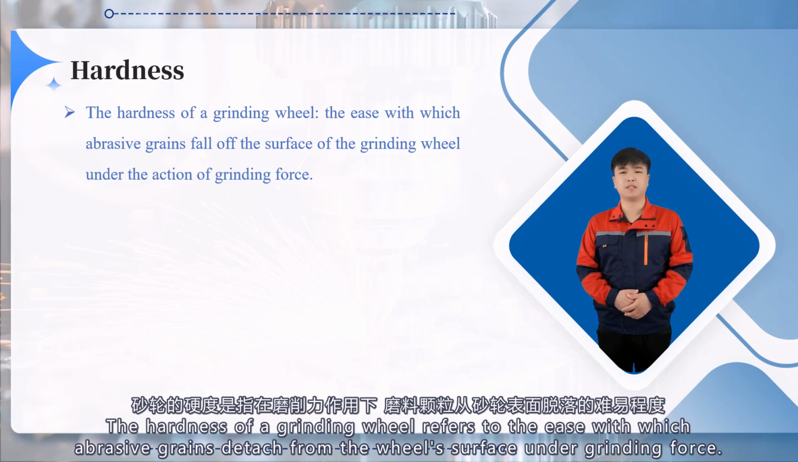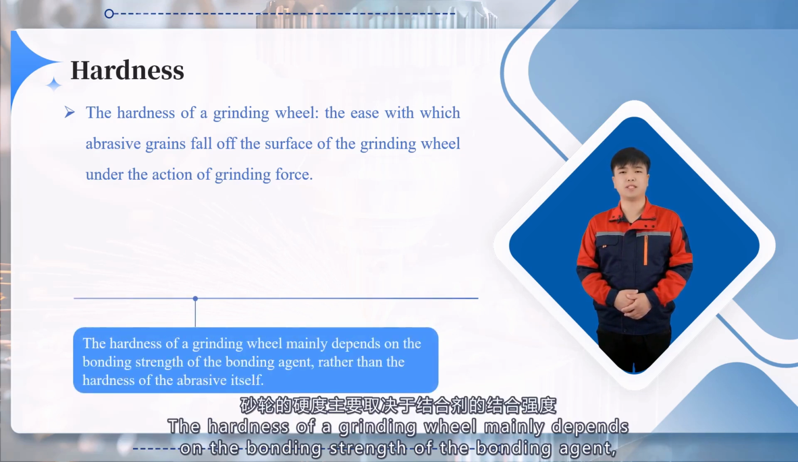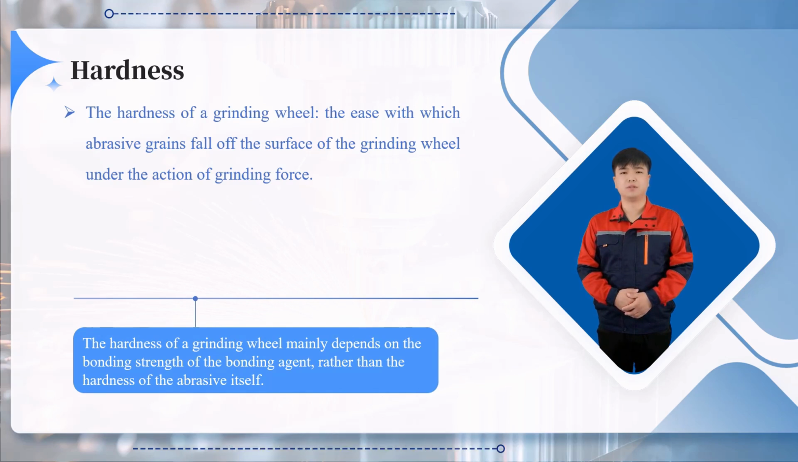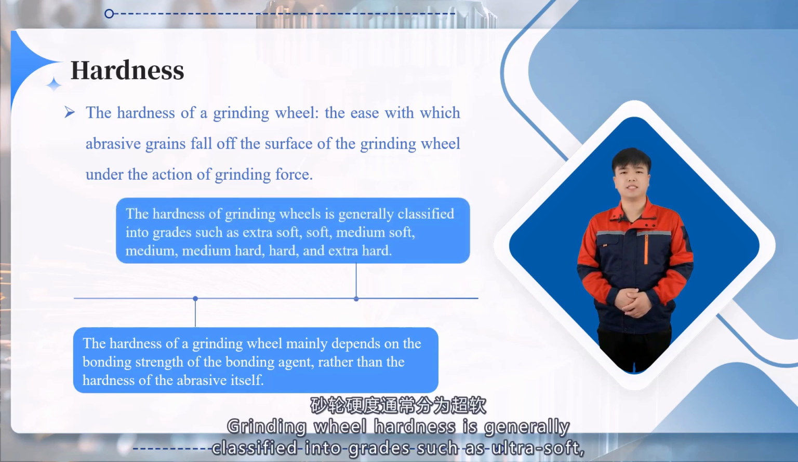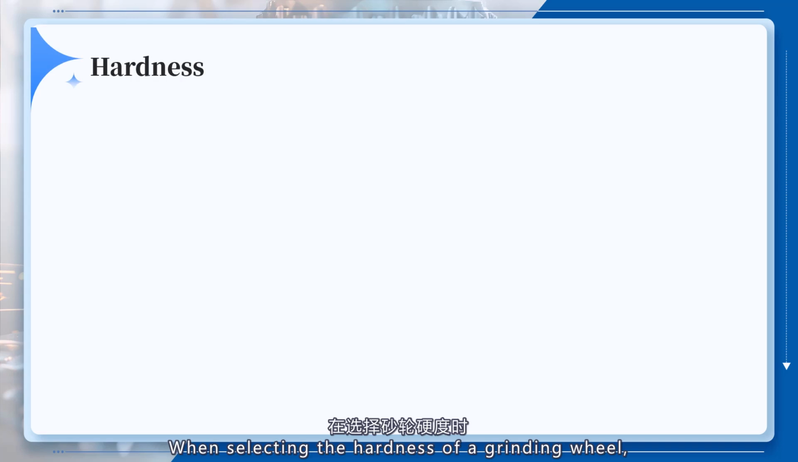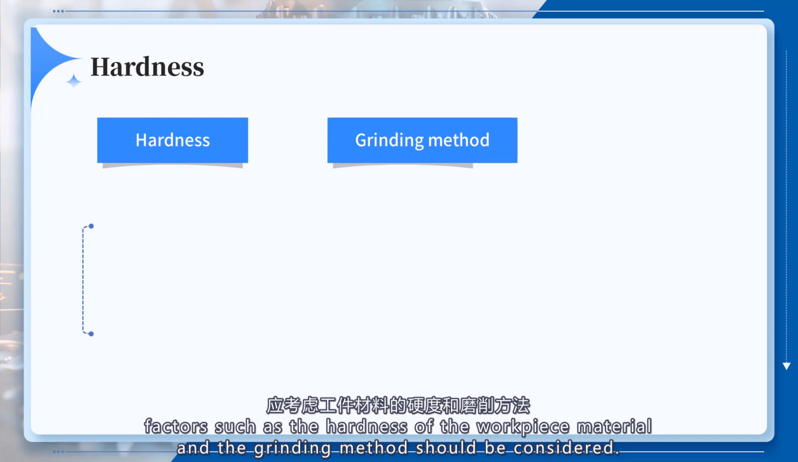surface under grinding force. It is a different concept from the hardness of the abrasive itself. The hardness of a grinding wheel mainly depends on the bonding strength of the bonding agent, rather than the hardness of the abrasive material. Grinding wheel hardness is generally classified into grades such as ultra-soft, soft, medium, medium hard, hard, and ultra-hard. When selecting the hardness of a grinding wheel, factors such as the hardness of the workpiece material and the grinding method should be considered.